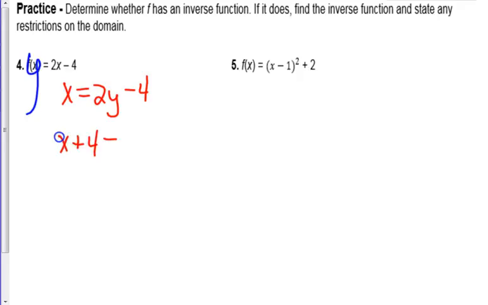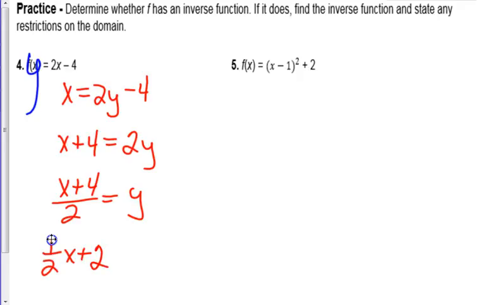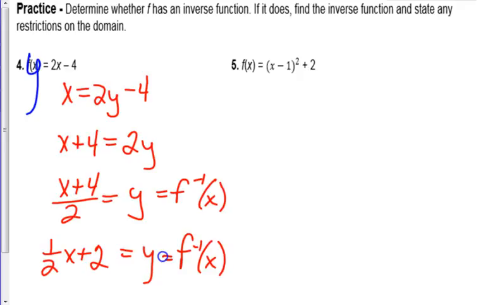X plus 4 equals 2y. We can divide the whole thing by 2, or we could take half of each and do it that way. And if we wanted, we could replace the y with the inverse notation, and I don't really care either way. These are equivalent, so either one is fine. Okay, here we just divided both of them by 2 separately, which you could have also written x over 2 plus 2. All right, I'm not going to be picky as long as it's equivalent.